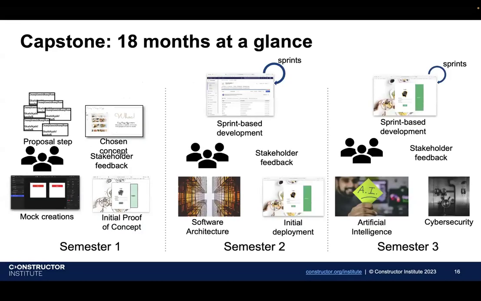Okay, next. You see the 3 semesters. Semester 1 is proposal, mock creations, and proofs of concept. Then in semester 2 we do the bulk of the implementation, and in semester 3 we add various additional features, also fixing things and making sure you learn a little more about technical depth and what happens there.